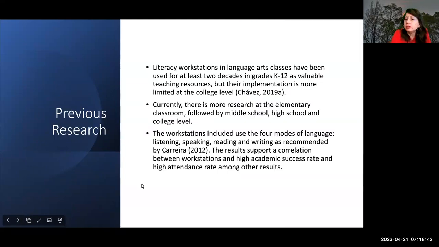Okay, so previous research on workstations. Literacy workstations in language arts classes have been used for at least 2 decades in grades K to 12 as valuable teaching resources, but their implementation is more limited at the college level. Currently, there is more research at the elementary classroom level, followed by middle school, high school, and college. The workstations included use the 4 modes of language: listening, speaking, reading, and writing, as recommended by Carrera 2012. The results support a correlation between workstations and a high academic success rate and high attendance rate, among other results.